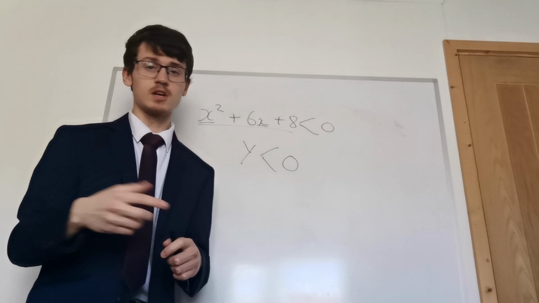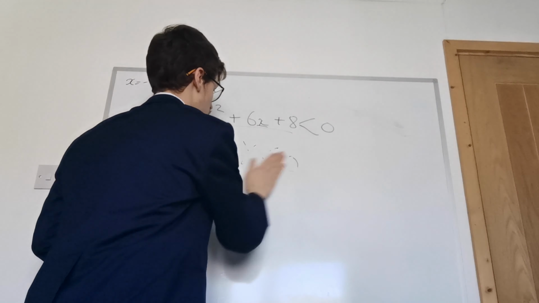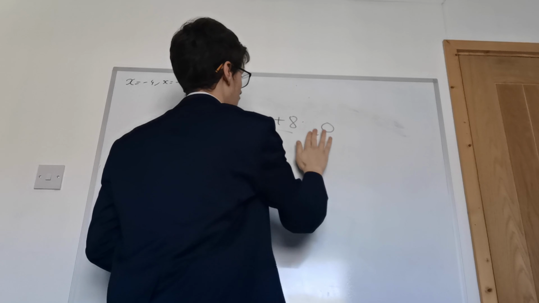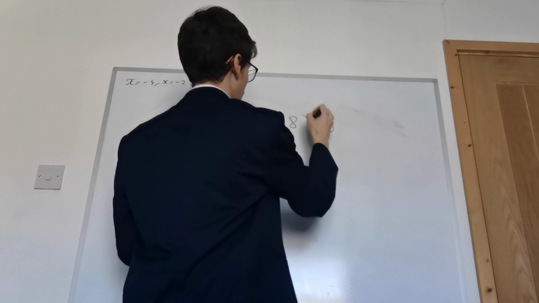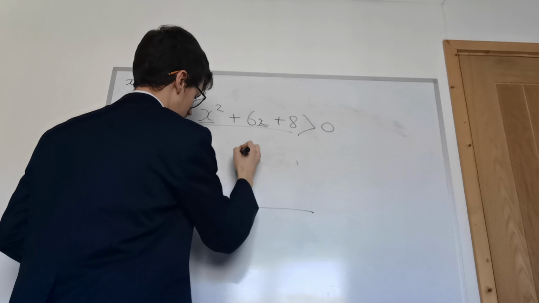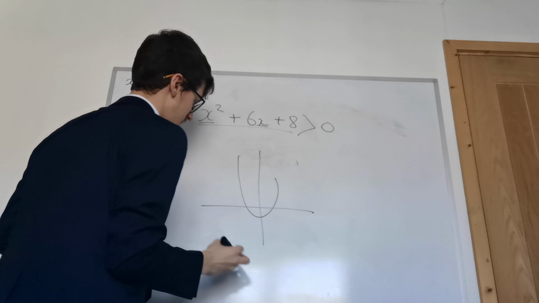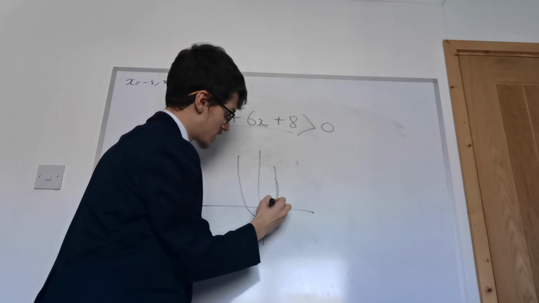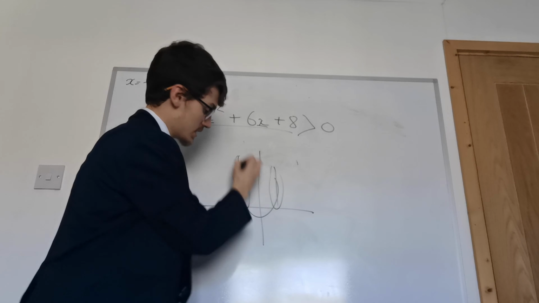Same likewise. So for example, if the quadratic was larger than 0, if I draw the graph out again, that means it would have to satisfy for values of y that are these values and these values here.